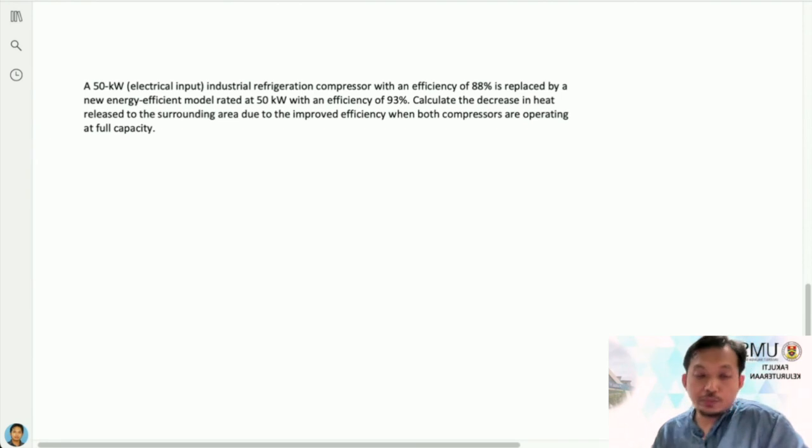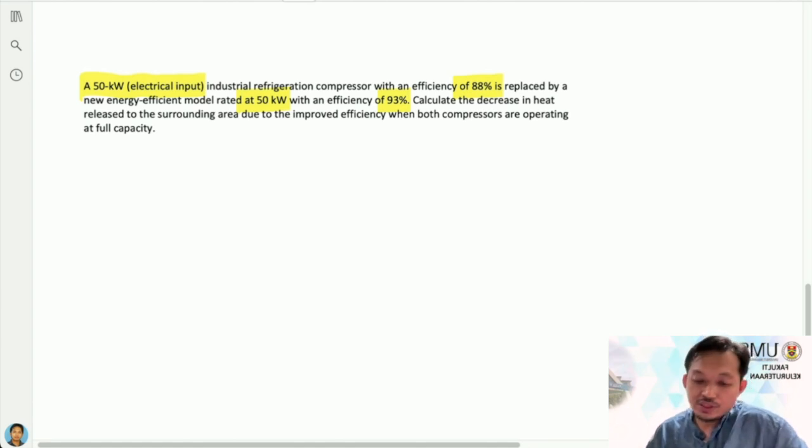All right. For the third question, a 50 kilowatt electrical input industrial refrigeration compressor with an efficiency of 88% is replaced by a new energy efficient model rated at 50 kilowatt, efficiency 93%. Calculate the decrease in heat release to the surrounding area due to the improved efficiency when both compressors are operating at full capacity. So they request us to calculate the reduction in heat gain.